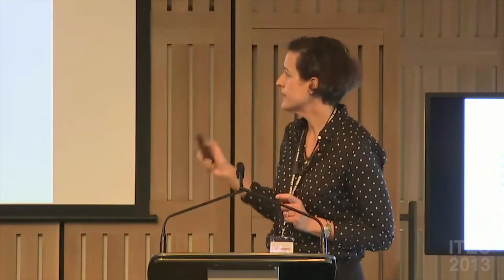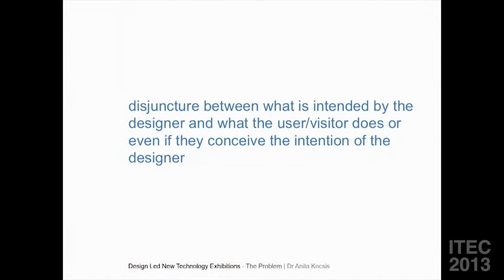of the visitor? And the clues started to come from the disjuncture between what is intended by the designer and what the user visitor does, or even if they conceive the intention of the designer in the first place. And this comes from our knowledge in product design, interaction design and IT, and also intrinsic motivation. Why do people behave the way they do when they don't have to in certain spaces? Why do they do some amazing things in some of these virtual environments that was never intended or expected? I think they're important to think about.